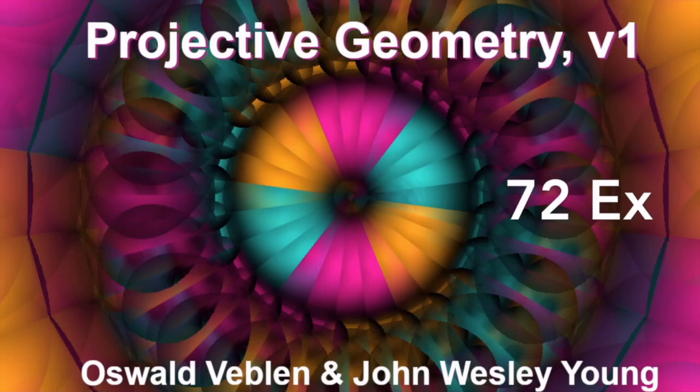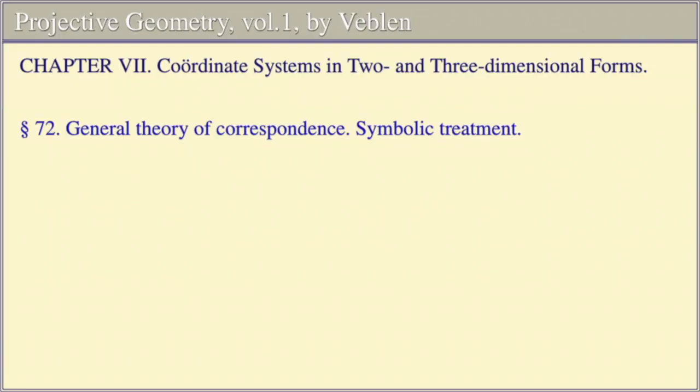Projective Geometry, Volume 1, by Oswald Veblen and John Wesley Young. Chapter 7, Coordinate Systems in 2- and 3-dimensional Forms. Section 72, Finite Spaces. Exercises.